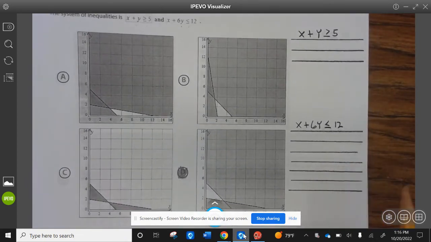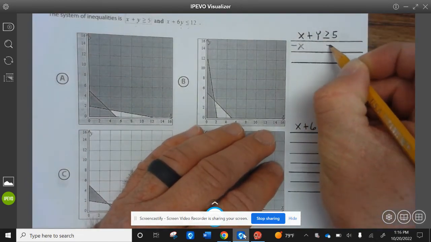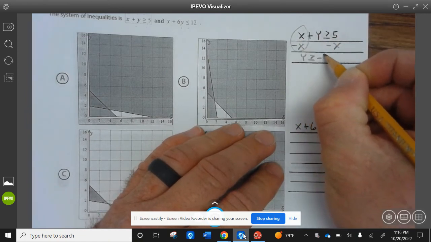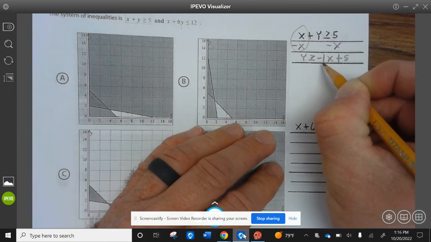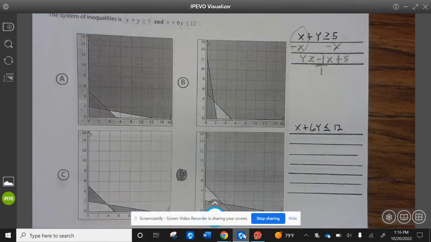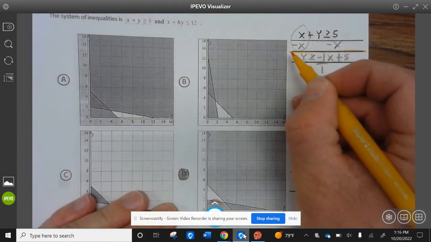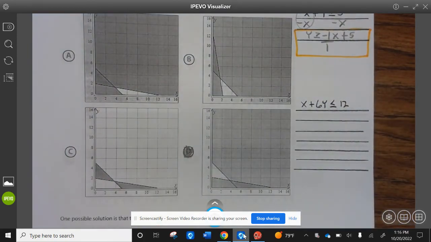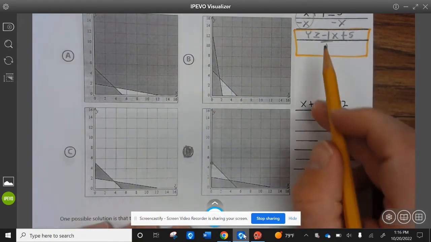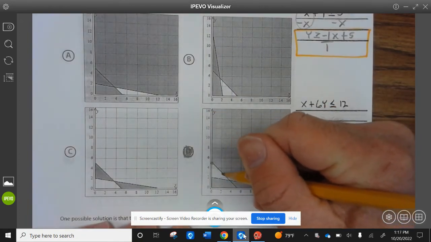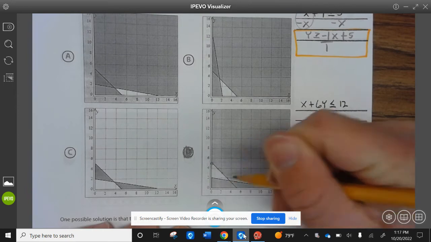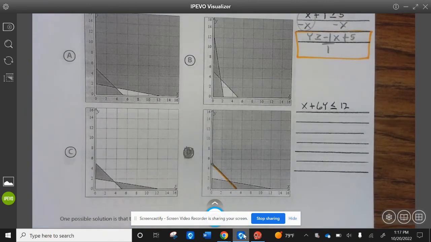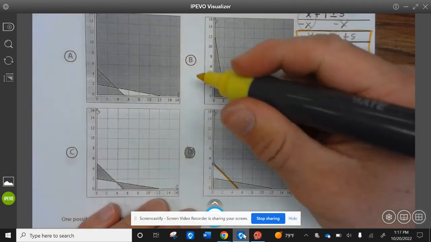Now to graph these, we need to solve for y. So I'm going to subtract x from both sides. So then you get y greater than or equal to negative 1x plus 5. I'm going to divide that by 1. I'm going to graph this first one in yellow. So we start at positive 5, which is right here. We go down 1 to the right one, down 1 to the right one, and so on. So this is this line. It's greater than, so we shade above.